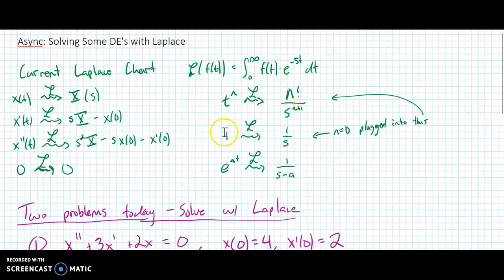t to the n Laplaces to n factorial over s to the n plus 1. And actually, 1 is a subset of this one. 1 would Laplace to 1 over s. If I plug in n equals 0, then this becomes a 1. 0 factorial, we define it as 1, and that works here, and there's reasons for that beyond just it works. And then e to the at Laplaces to 1 over s minus a. And we can undo all of these Laplaces by going the opposite direction.